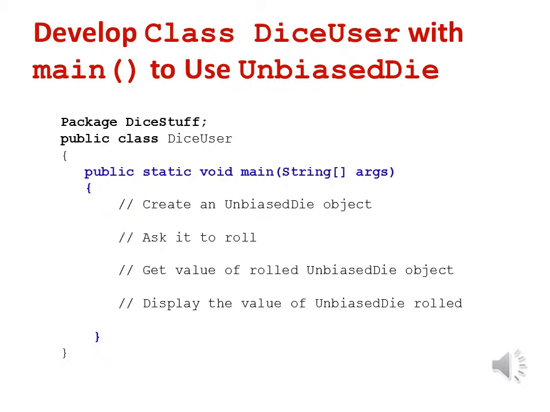To solve the problem, we need to develop a public class which will have a method called main that will perform a set of tasks using the UnbiasedDie object. We call this class DieUser. In this, we declare the method main as public static void main(String[] args).